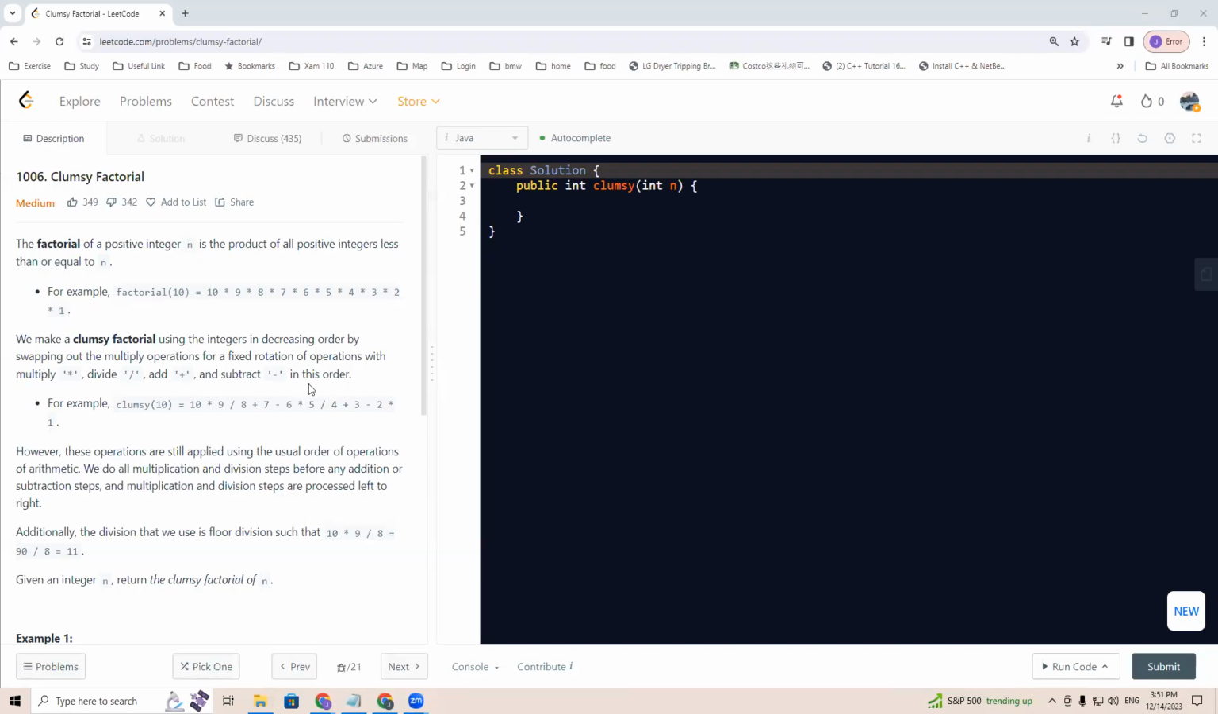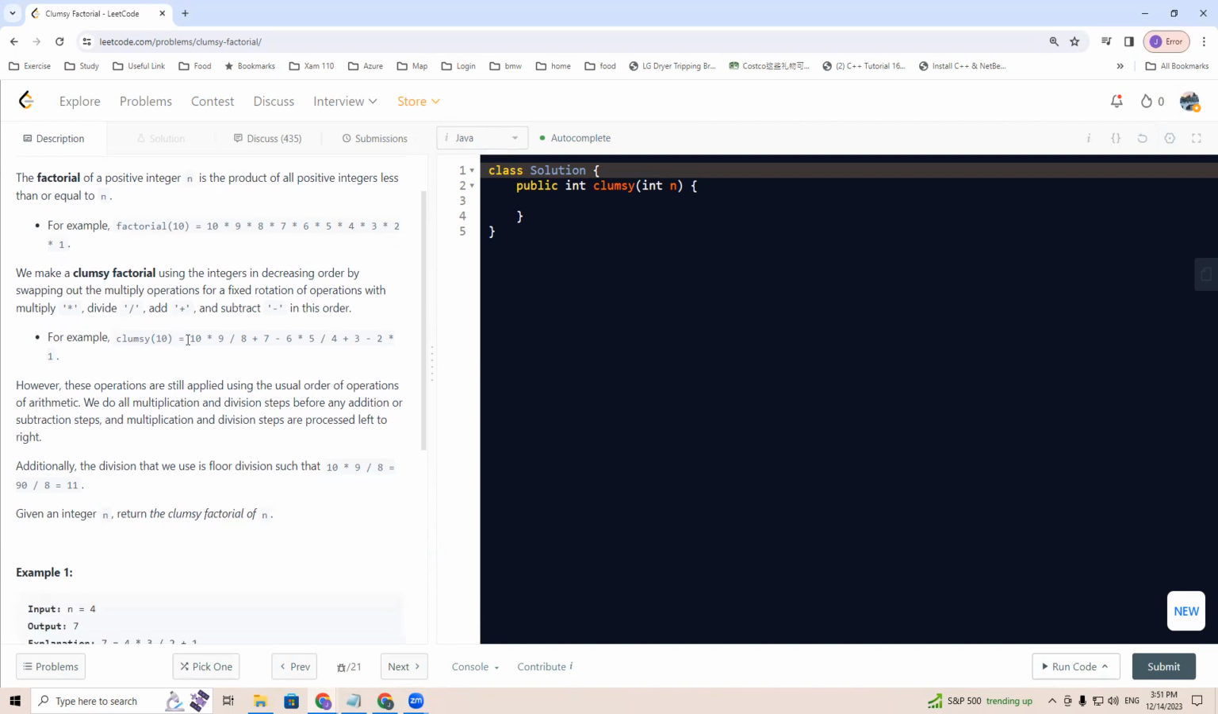Let's go through the code 1006, Clumsy Factorial. For this question, it gives us an integer num, and we need to return the Clumsy Factorial value for this number. The Clumsy Factorial is defined as n multiplied by n minus 1, divided by n minus 2, plus n minus 3, and then minus.